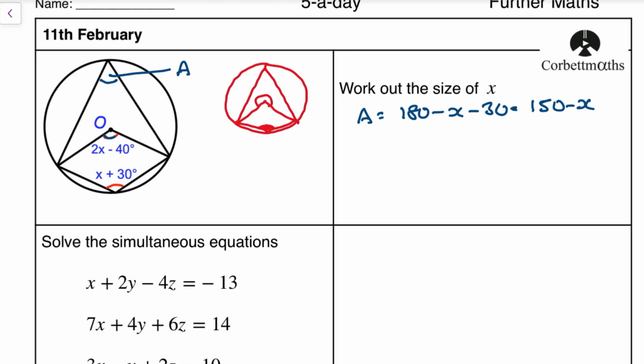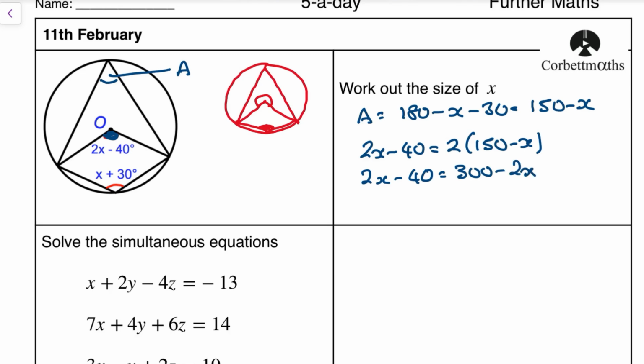Then this angle here, 2x minus 40, well, now I can use my circle theorems rule. So it is therefore the case that 2x minus 40 is double the angle at the circumference, so 2 times 150 minus x, which means that 2x minus 40 is equal to 300 minus 2x.